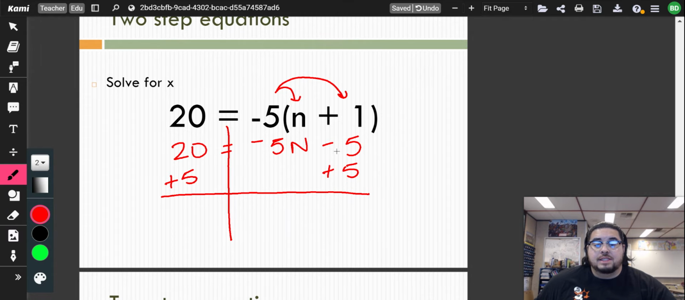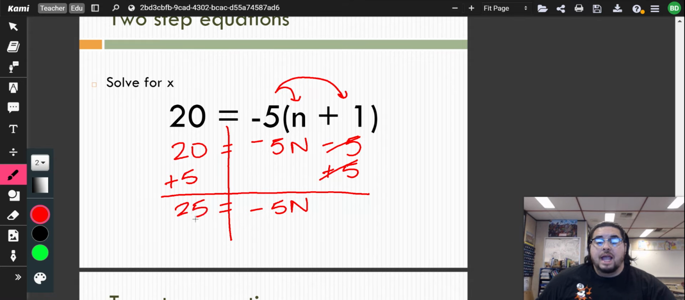So on this side, the right, the minus 5 and the plus 5 are going to cancel out. Negative 5n is going to come down. And on the other side, 20 plus 5 is 25.